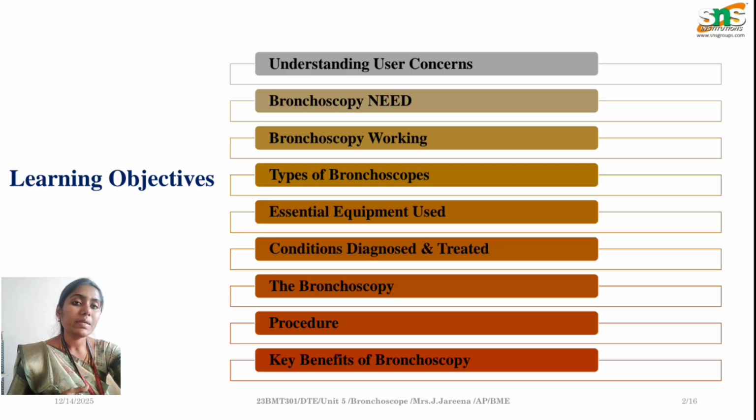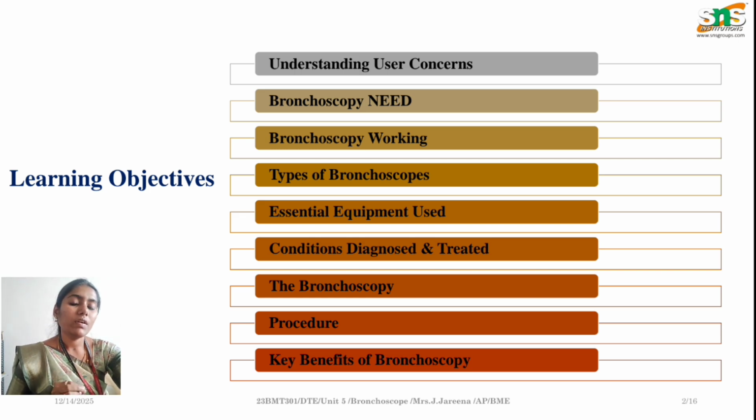And also we will be discussing the essential equipment or tools which are used in a bronchoscope procedure, and what types of problems are diagnosed or treated with the help of this bronchoscope. And then finally we will also be discussing the step by step procedure of bronchoscopic treatment.